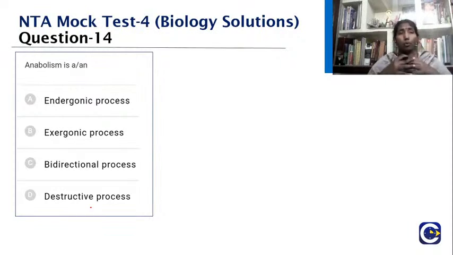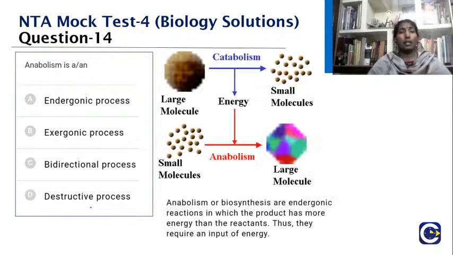So it's anabolic. It's a biosynthesis or endergonic reaction in which the product has more energy than the reactants, so they require an input of energy. Large molecules breaking down into small molecules is catabolism. When tiny glucose molecules construct together, they form glycogen, a large molecule. That's an anabolic effect, whereas glycogen breaking down to small glucose molecules is a catabolic effect. So the answer would be endergonic process.